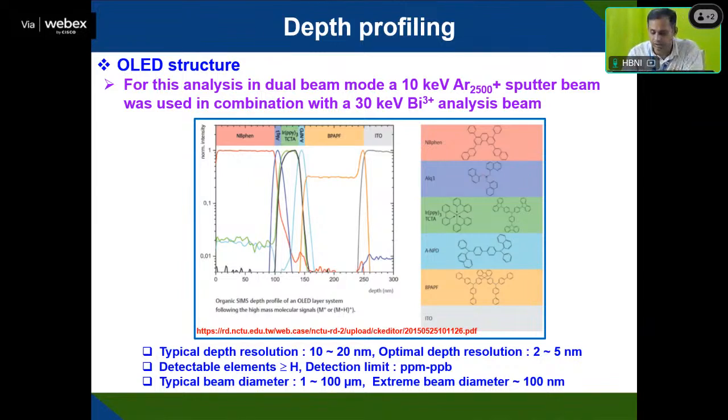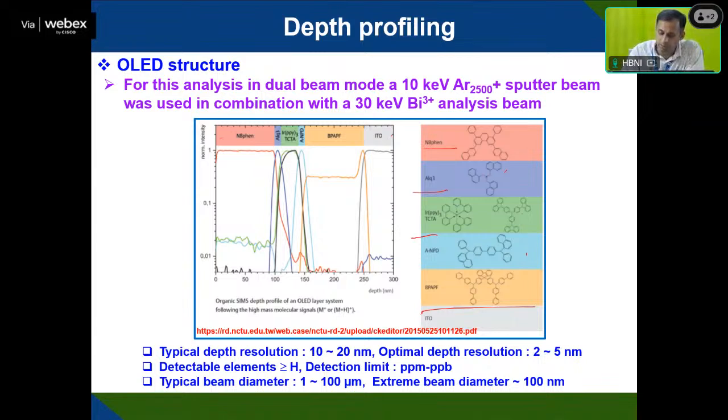This is an OLED structure that you can see. In the OLED you have different layers: NPB, then TCTA, then CBP, then ITO. So on the ITO substrate, different layers are deposited in the OLED structure. And by this ion imaging you can see that you have a top layer, then this, and finally you have the ITO substrate.